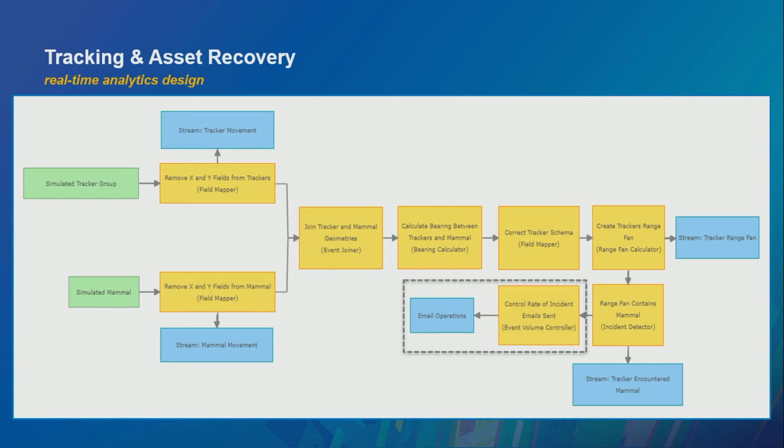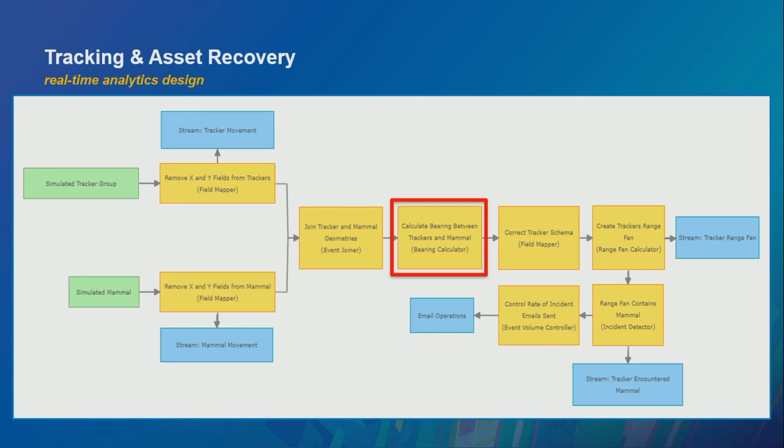And lastly, while this wasn't shown in the demo, we have the event volume controller to essentially throttle the rate of messages that are sent. So this is important because if we're looking for when the tracker range fan intersects with the mammal, and that might be updating every 5 seconds, we don't necessarily want an email sent every 5 seconds to a manager saying, hey, there's been an interaction, hey, there's been an interaction. So we can use the event volume controller, which is another new processor at 10.7, to throttle the rate of those messages being sent.